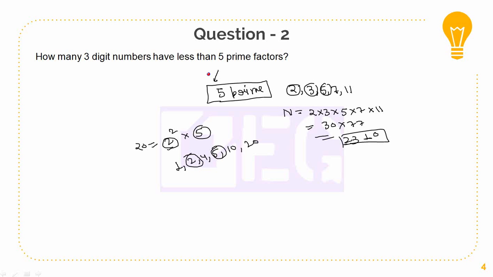So basically, how many 3-digit numbers have less than 5 prime factors? The smallest number which will contain 5 prime factors is 2310. All numbers less than 2310 will contain less than 5 prime factors. I hope this concept is clear. Let's move to the next question.